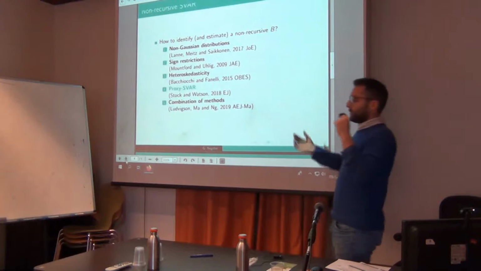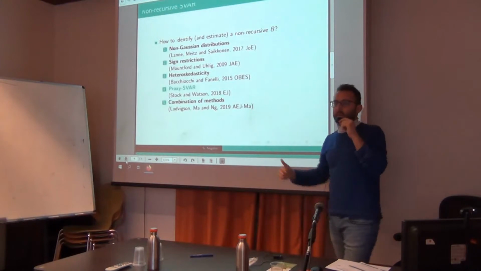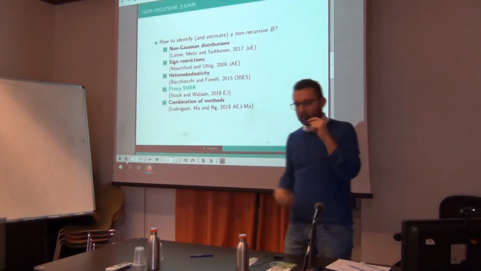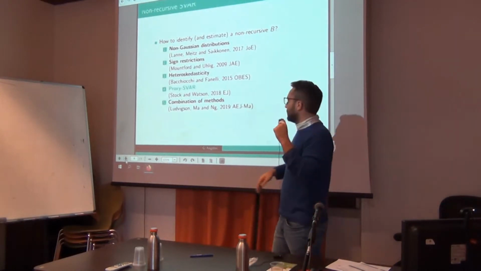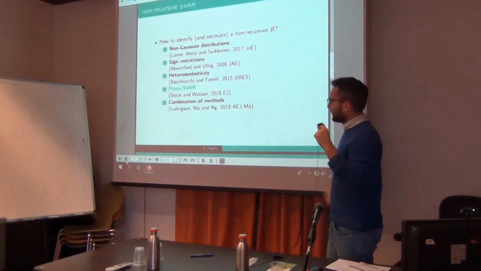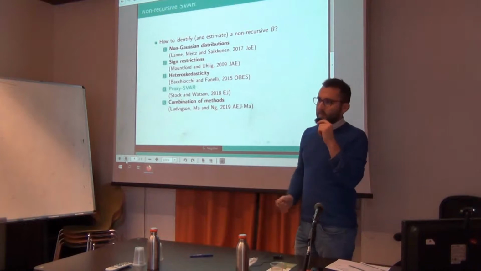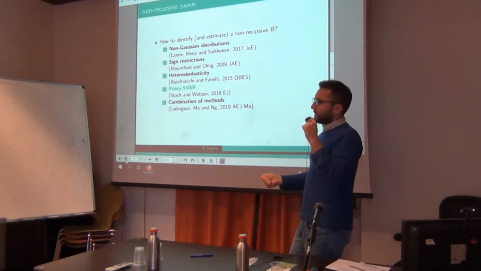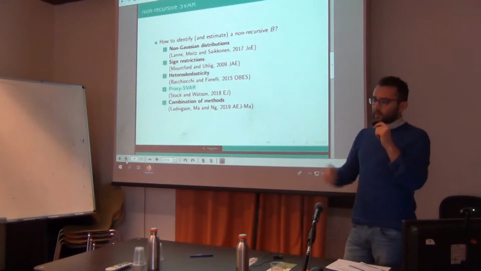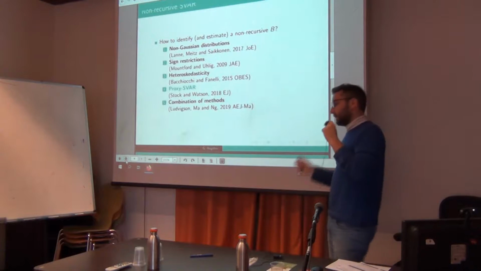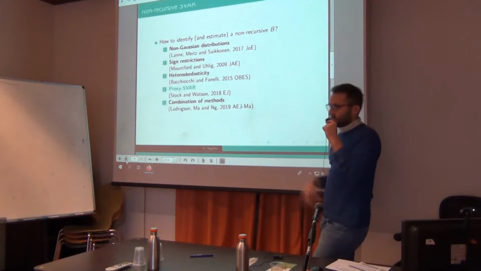Point number 4 is proxy VAR, and this identification method is probably the mainstream at the moment in the literature to identify a non-recursive structural VAR. This is just an example of a reference, but if you want, I can give you a lot of them. The idea of a proxy VAR is to find an external instrument to identify a shock of interest. So we need an external instrument which is correlated with the shock of interest and uncorrelated with the other shocks in the model.